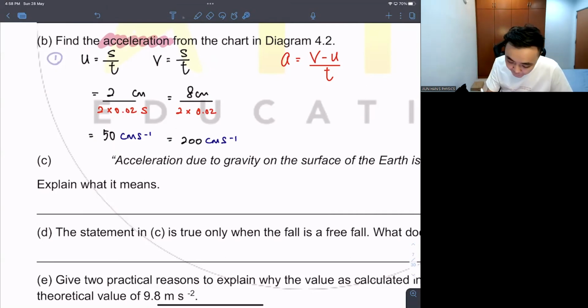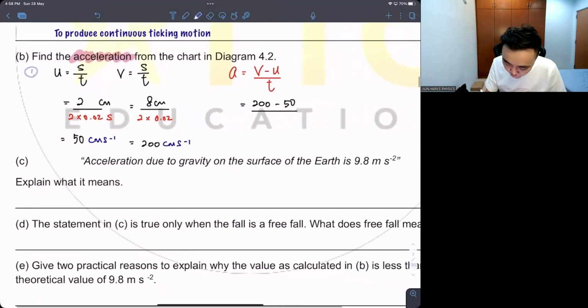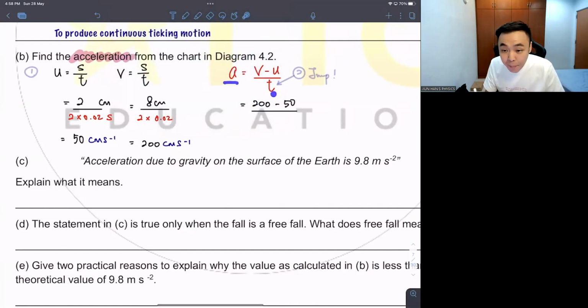So everything move over, we get what? Final velocity, we copy. Now that's why I say must calculate one, because after you calculate, you can substitute. Final 200, initial 50, and then divide by time. Now this is the main thing. What is the second thing we do? No, it's not calculate answer. Second step, we calculate this. What did I say? To calculate time for acceleration, we calculate number of jumps. Because only when you calculate acceleration, you need to calculate jumps. Every other time, number of ticks.